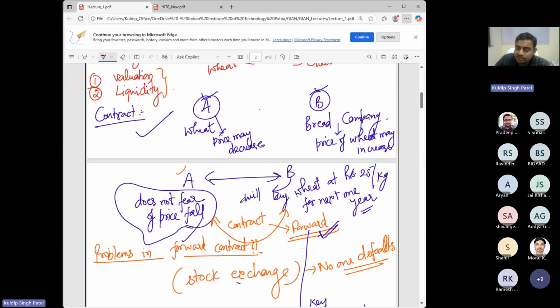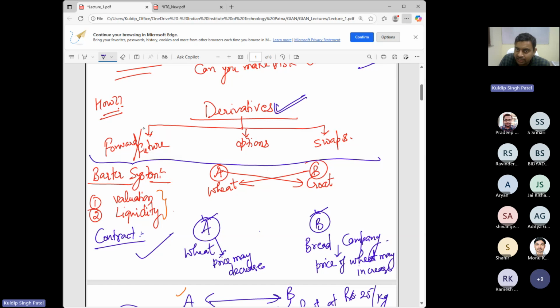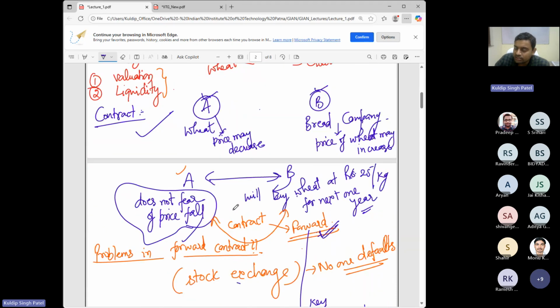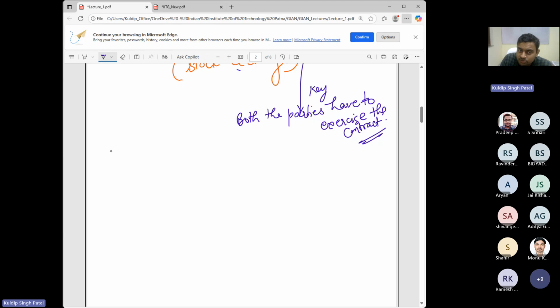Now here it comes to options. So forward is clear, right? Forward is clear. Now what is an option? Its name is already option. What does it mean? Suppose the bread company said, oh, I am a very large bread company. I don't want to have this obligation. If I wish to buy wheat, I will buy. If I don't wish to buy, I will not buy. Did you get the point?